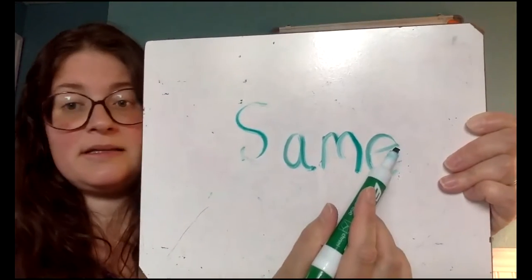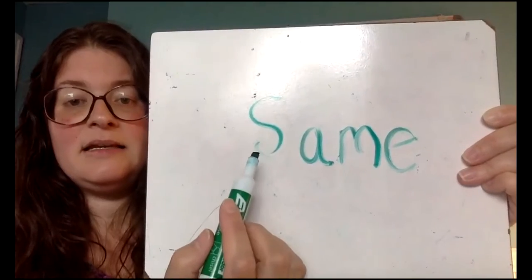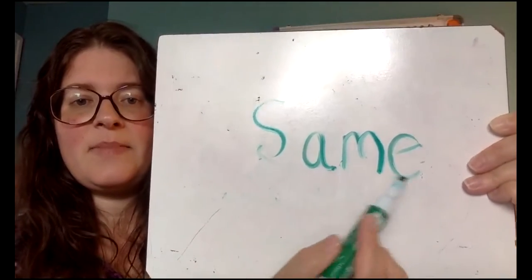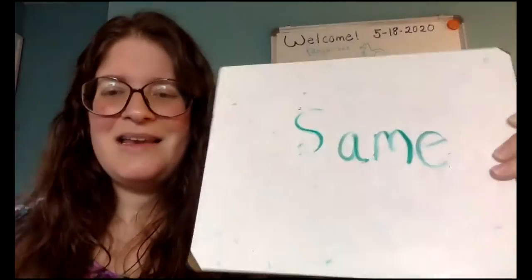Same. And we're not going to say a sound when we see that E. It's silent. Same. Now at home, you could play this game too. If you get some words and kind of play around with them and see how you can change it by adding a magic E at the end to make the letter say its name.